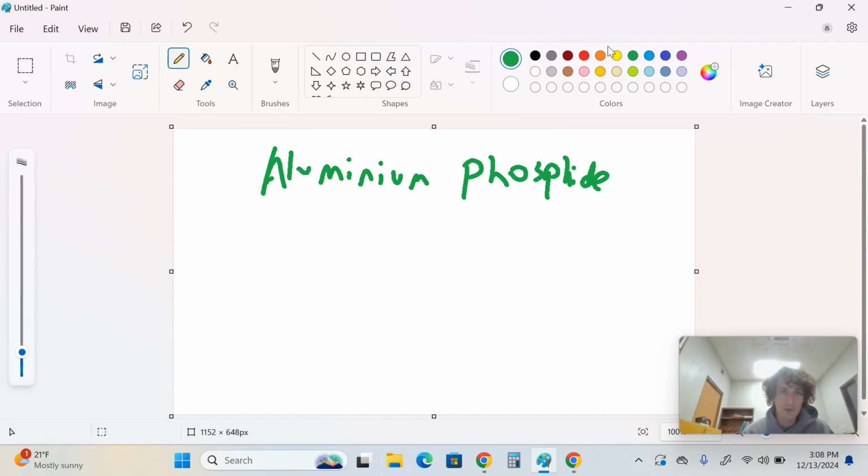Aluminum is always going to have a special charge. I shouldn't say always, but very rarely is it not. Its charge is going to be, in this case, Al 3+.